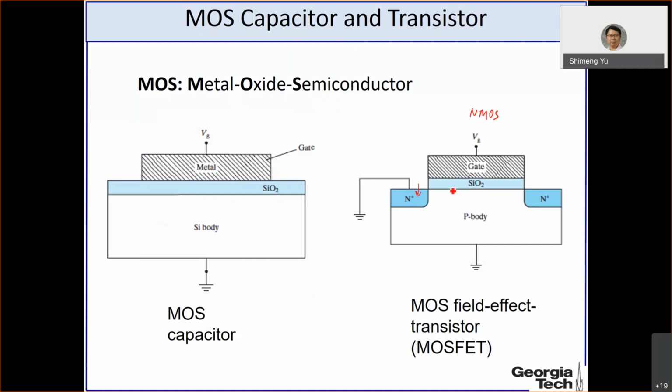After you dope those two regions, those two regions have a name. This is called the source. This is called the drain. And then you have a gate here. And then the body may have a contact. So essentially, you have four terminals. And typically, we don't use a body contact. In the real circuit, in many cases, we are going to deal with three terminals: gate, source, and drain.